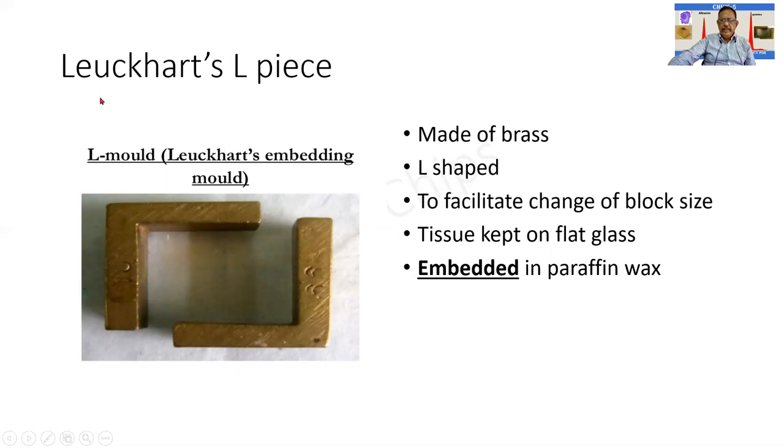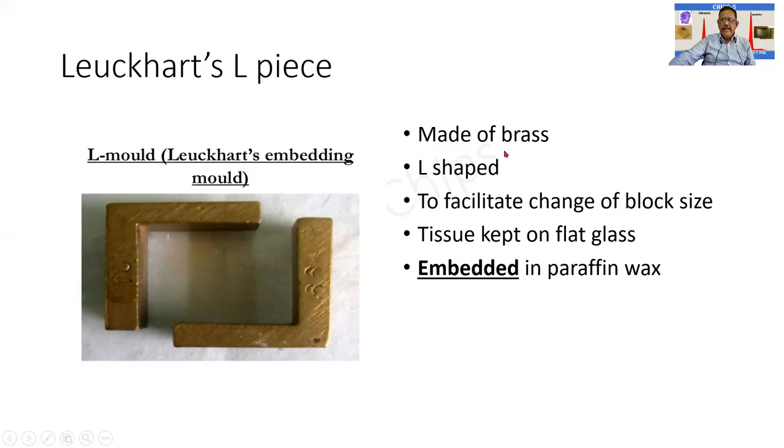This is the next instrument. It is important. Let us see. Leuckhart's L-piece. Each of these is in the shape of L, hence it is called an L-piece or an L mold. Normally, the advantage of L is you can create squares or rectangles of varying sizes depending on the size of the tissue. A piece of tissue is generally kept inside and then these are altered, and it creates an airtight or a watertight container, and when you pour molten paraffin wax inside it, it is retained.